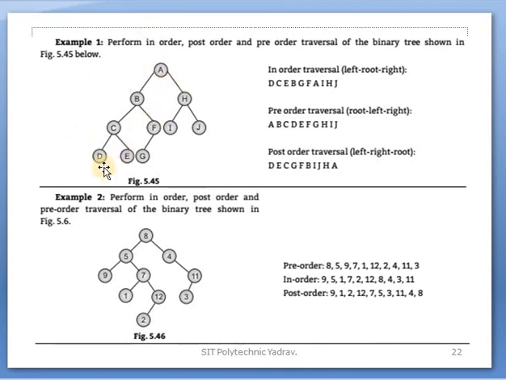So in that first left is the D, C, E. Okay, left, root, right. After that, what is your root? B. So B. After that, G. That F in the right, nowhere. So root is A. After that, I, H and J. This is the in-order.